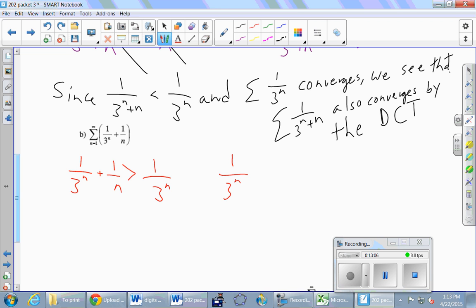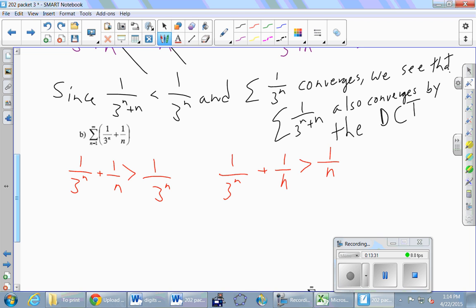1 over 3 to the n plus 1 over n. How does that compare to 1 over n? Also larger. So our series is bigger than one which diverges. Helpful or not? It's helpful. That's the useful direction. So what can you say about our series? It also diverges. Again, direct comparison test.